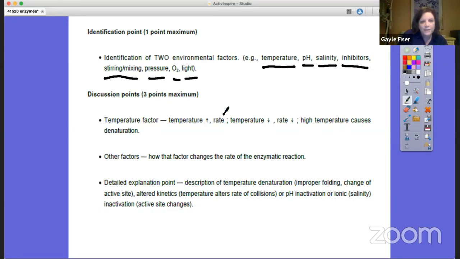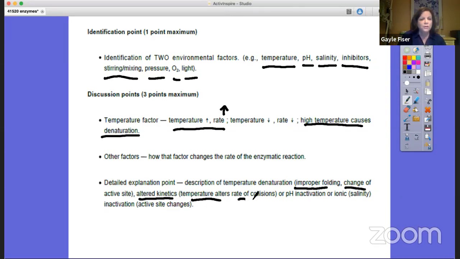In the discussion part of this, you should have said there's something missing on this scoring guideline. If the temperature increases, then the rate should increase. That little arrow is missing there. Okay, so temperature increases, rate increases. That's one discussion point. Temperature decreases, rate decreases. High temperature causes denaturation. Other factors that you could talk about: improper folding, change of the active site, some altered kinetics that have to do with the temperature altering the rate of collisions. You could have also talked about the pH and salinity and active site changes related to all of these, okay?